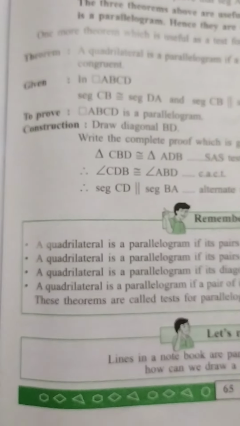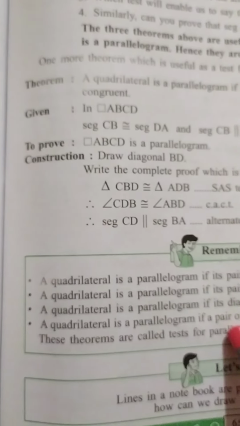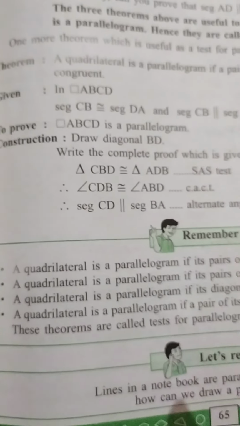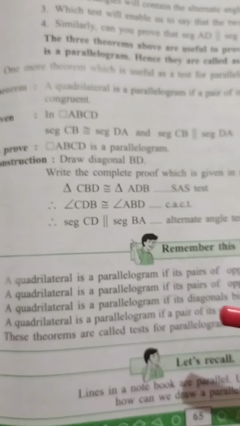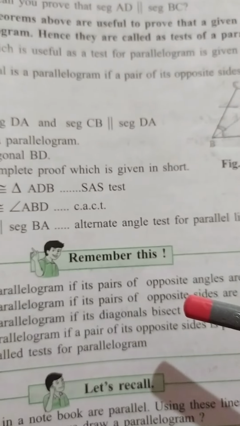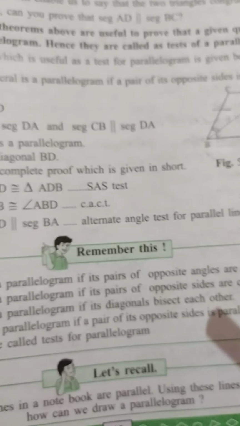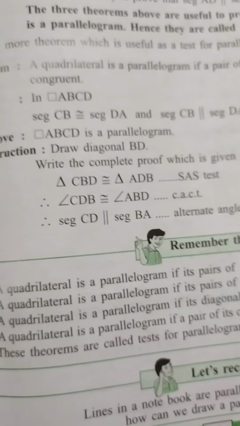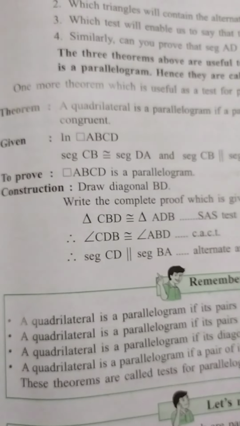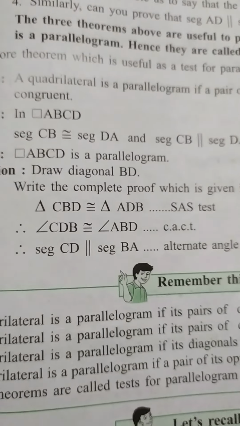Now, after you finish writing these theorems, the last 4 lines in this box, remember this needs to be written. It's just a revision of what we have just proved. A quadrilateral is a parallelogram if its pair of opposite angles are congruent. A quadrilateral is a parallelogram if its pairs of opposite sides are congruent. A quadrilateral is a parallelogram if its diagonals bisect each other. And 4, a quadrilateral is a parallelogram if a pair of opposite sides is parallel and congruent. These theorems are called tests for parallelogram.